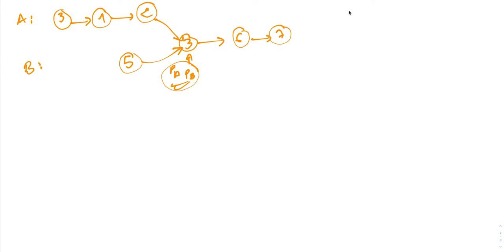Now, in terms of time complexity, it would be O of n multiplied by m, where n is the length of the list A and m is the length of the list B, because we will have two nested loops. And the space complexity would be O of 1. This is the brute force approach. Let's translate that into code.